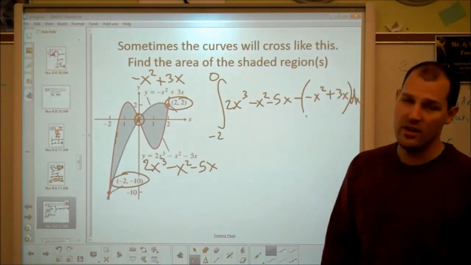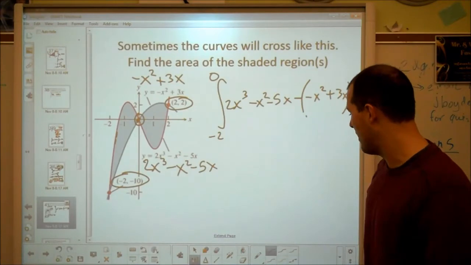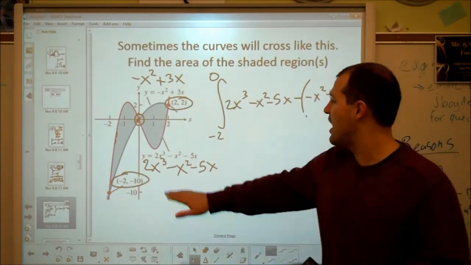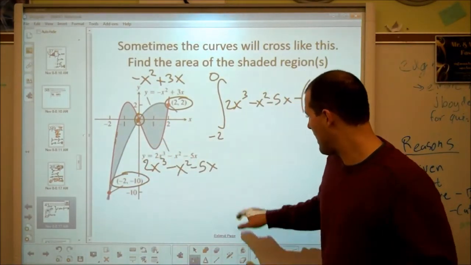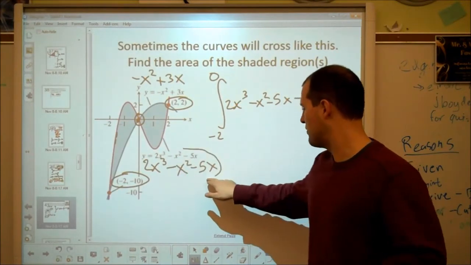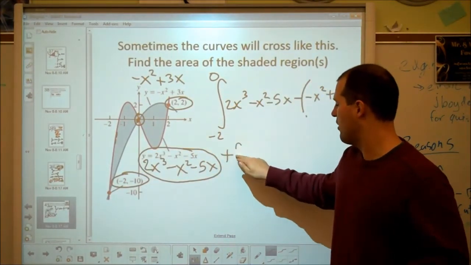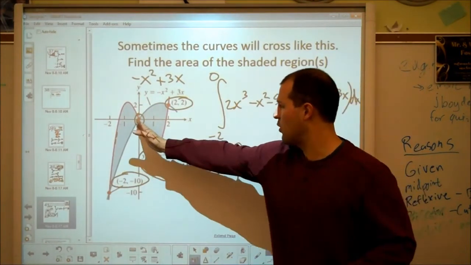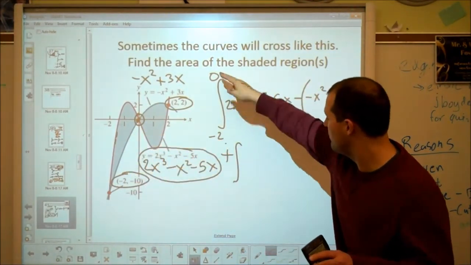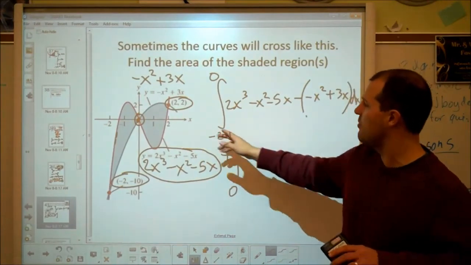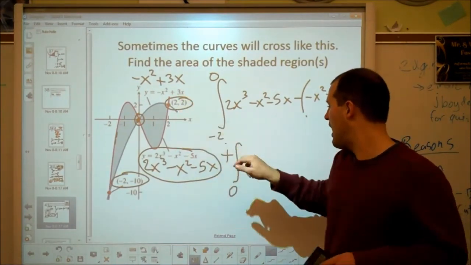And you know what? Don't get too comfortable because we're just getting started. Because we have these 2 different regions. So we take that, and I'm going to kind of box this off so it's not too much in the way. And we need to add to that another integral. Okay, now this one is going to pick up right where we left off. We went negative 2 to 0. We're going to pick up at 0, and we're going to keep going until our other intersection at 2.